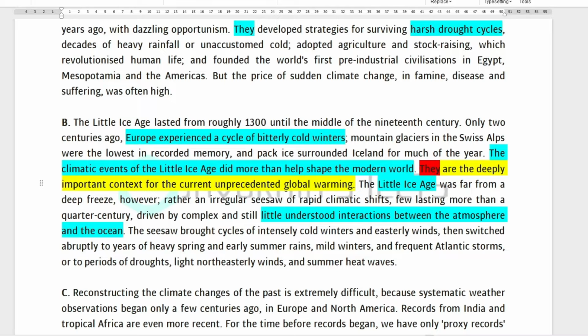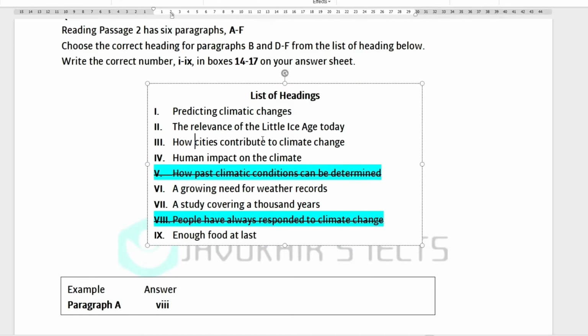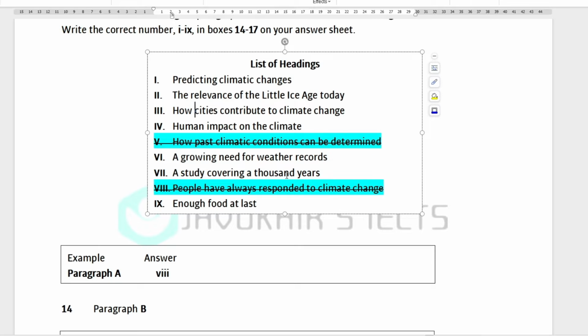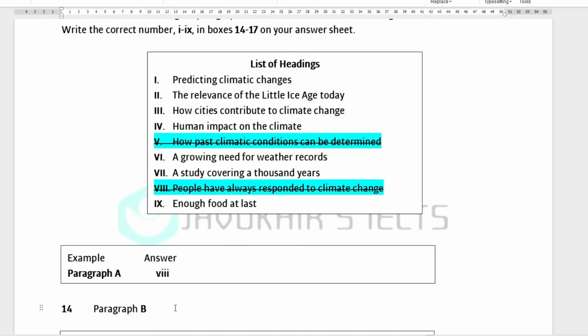So unprecedented means unknown, something that hasn't happened before. So unprecedented global warming. All right, in a study covering 1,000 years, no growing need for weather records, of course not. How cities contribute to climate change, the relevance of the Little Ice Age today. Okay, so we have number 2 as the answer for us. So we might want to put 2 there.